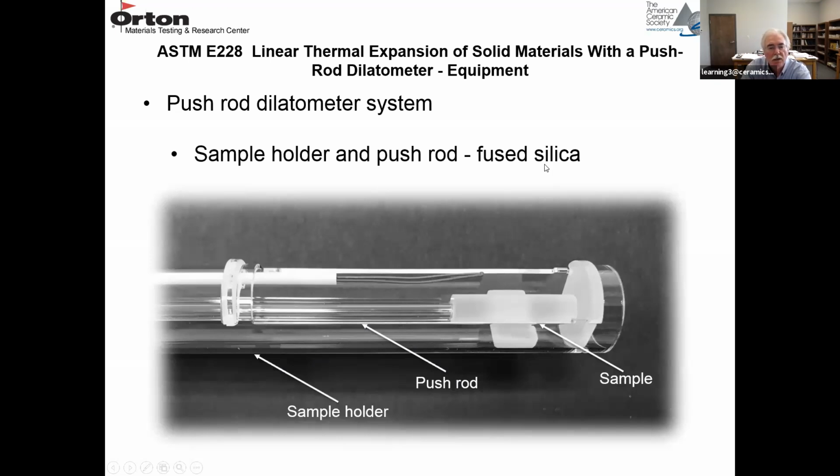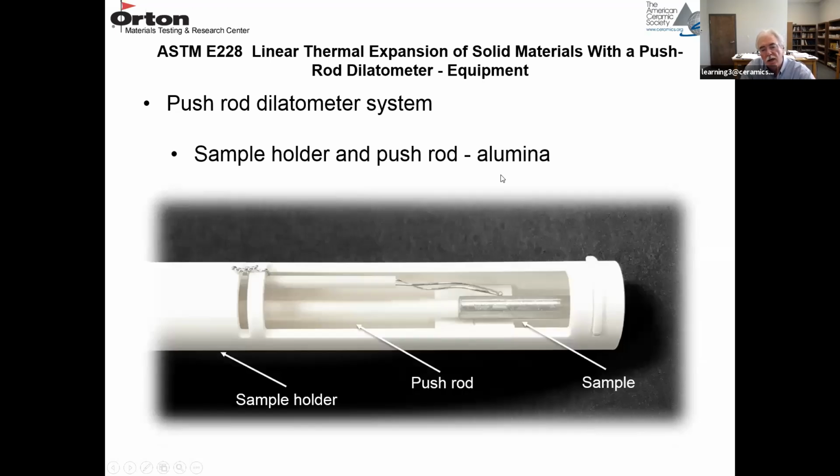Here's the actual sample holder from one of our dilatometers. This is a fused silica one. You can see the sample holder, and then here's the push rod inside the sample holder. There's a thermocouple coming in an alumina tube. And then this is the sample. It looks to be about a 2-inch long sample of fused silica. It looks opaque because it's a ground surface. So that would be a calibration sample. So your sample holder, your push rod, your sample, and your thermocouple.